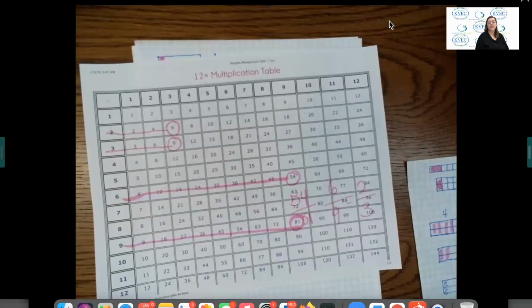So this is a quick and easy way for our students to use a tool, which is in this case their multiplication table that they may have, to help to simplify fractions.